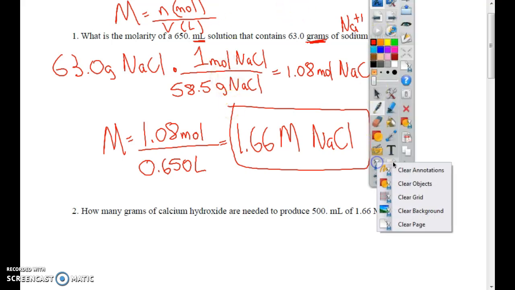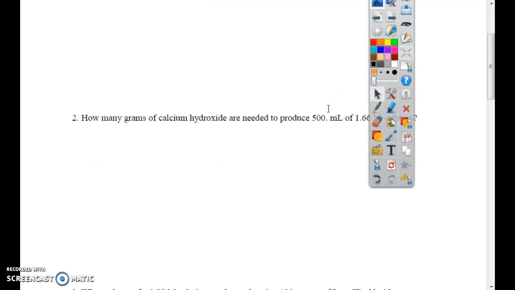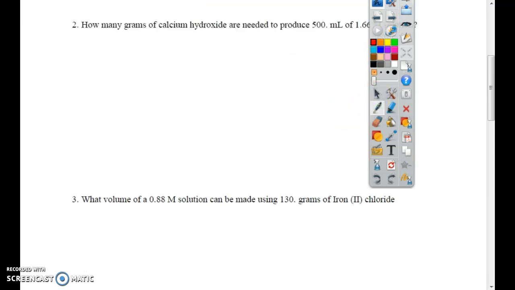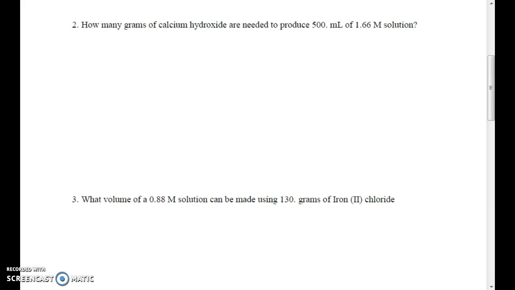All right, we're going to move down. Number 2. How many grams of calcium hydroxide are needed to produce 500 milliliters of a 1.66 molar solution? All right, so we're working with calcium hydroxide. It's asking grams. We know we're going to need the formula for this. So calcium has a positive 2 oxidation number. Hydroxide is a polyatomic ion. It's OH with a negative 1. So when you crisscross all of that, you get Ca, OH in parentheses with a 2 outside.